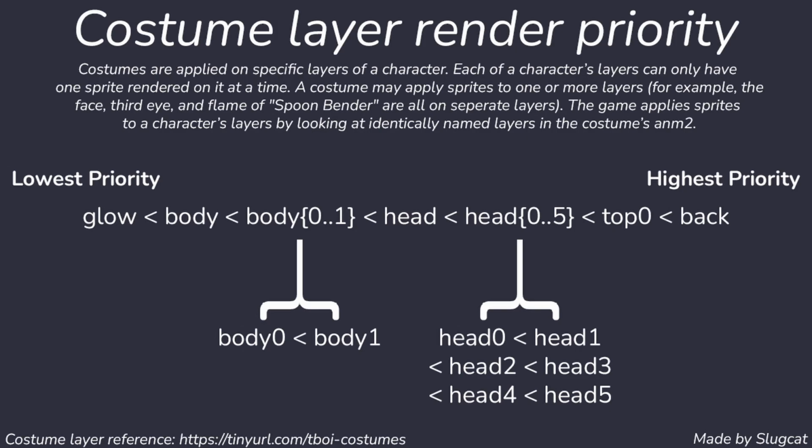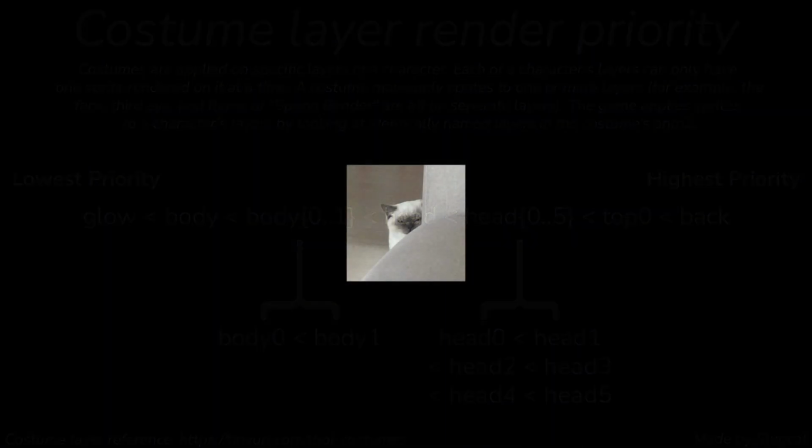Also take note that, because only one sprite can be rendered on a layer at a time, there is yet another priority system for costumes. You can give a costume a priority number. The costume with the higher priority number will have its sprites shown instead of the costume with a lower priority number, if those two costumes have conflicting sprites. If two sprites conflict and their costumes' priorities are equal, the costume added most recently will take priority.